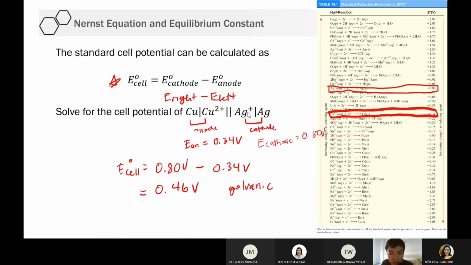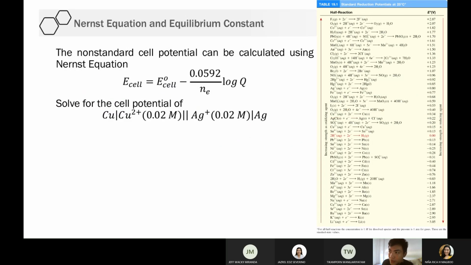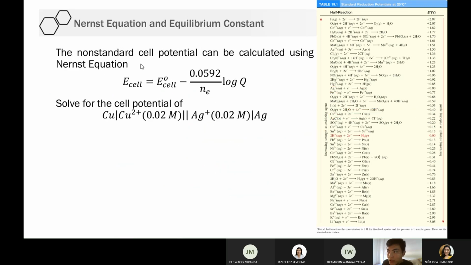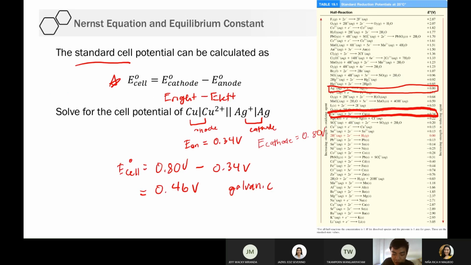You can connect this reaction and it will produce electricity. So if we have non-standard systems, what's the difference between standard and non-standard potentials? The only difference is this: if you have standard potentials, we assume that the concentration is equal to 1 molar and the pressure of gases is equal to 1 atm.